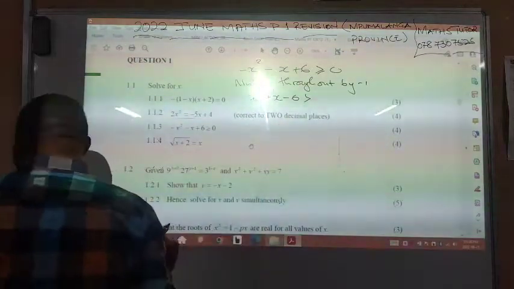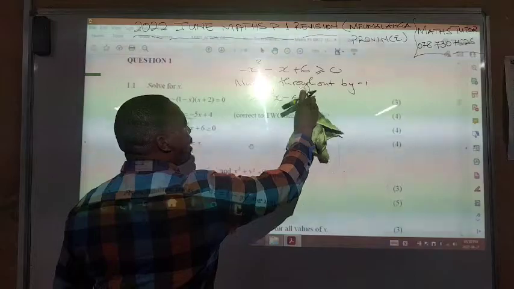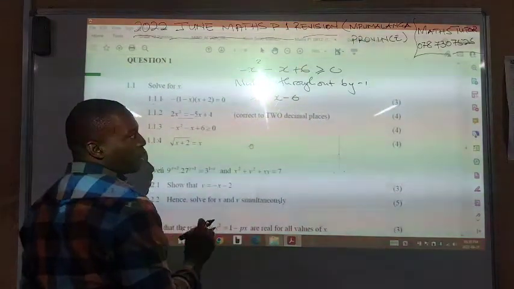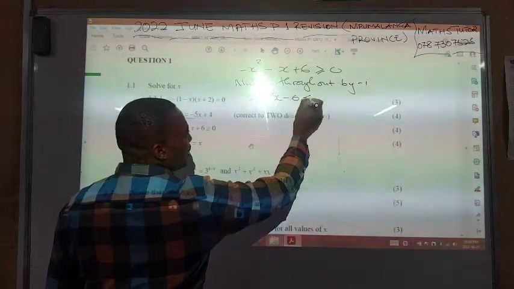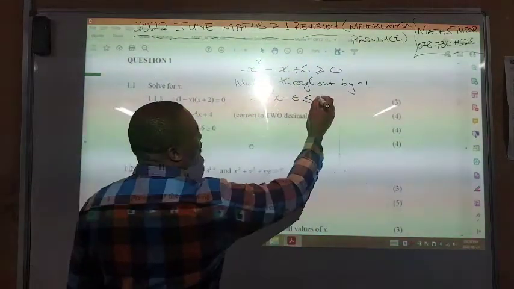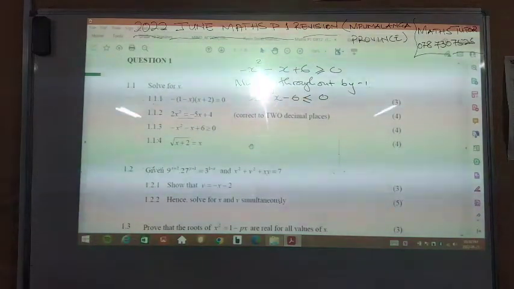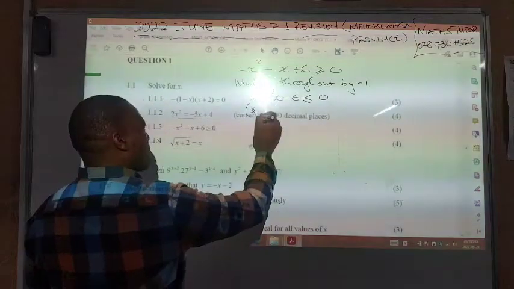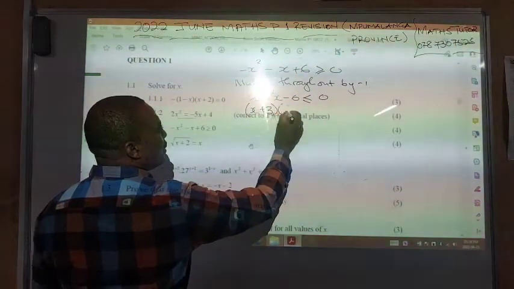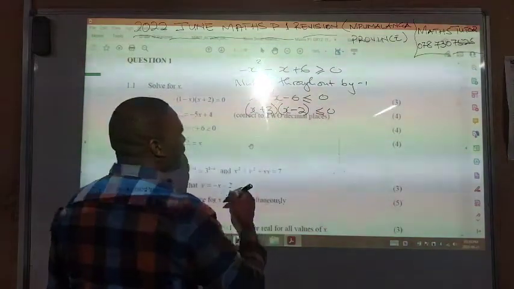Now, when you multiply an inequality by a negative or divide by a negative, the inequality changes. So this tends to be less or equal to 0. And then from there, you can now do your factorization. That is x plus 3 into x minus 2 is less or equal to 0.